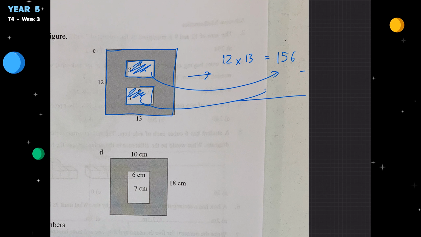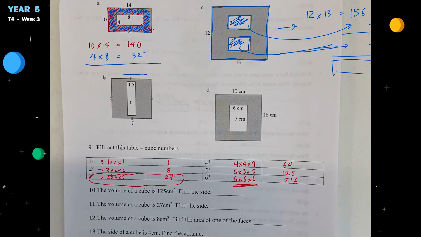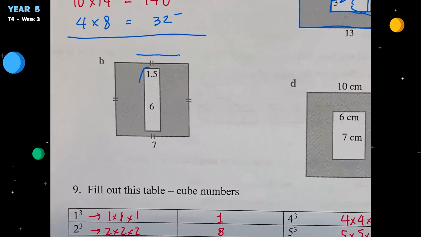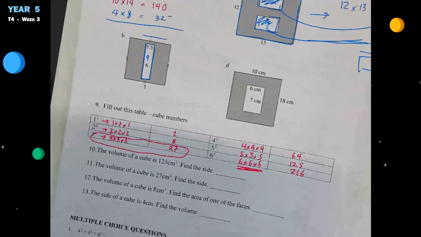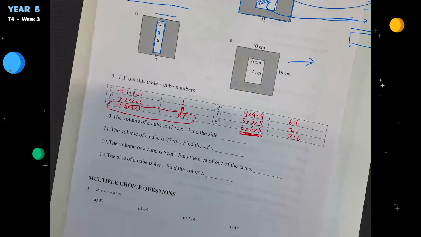So take away first, and then get an answer, then take away the second one, and then get an answer. There's your answer there. Same thing for this one, okay? By the way, have a look at this one. This is 1.5, and this is 6. 1.5 times 6, just so that you know, is equal to 9. So the area of this skinny rectangle is 9, just so you know. This one, the same thing, you can do that one by yourself.